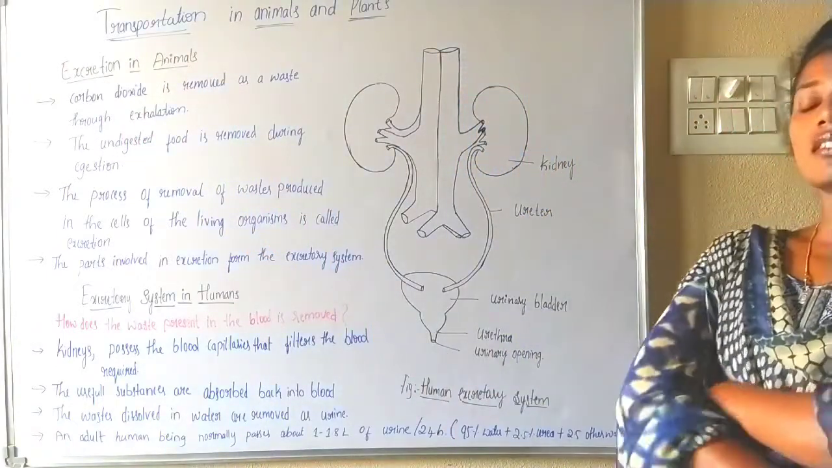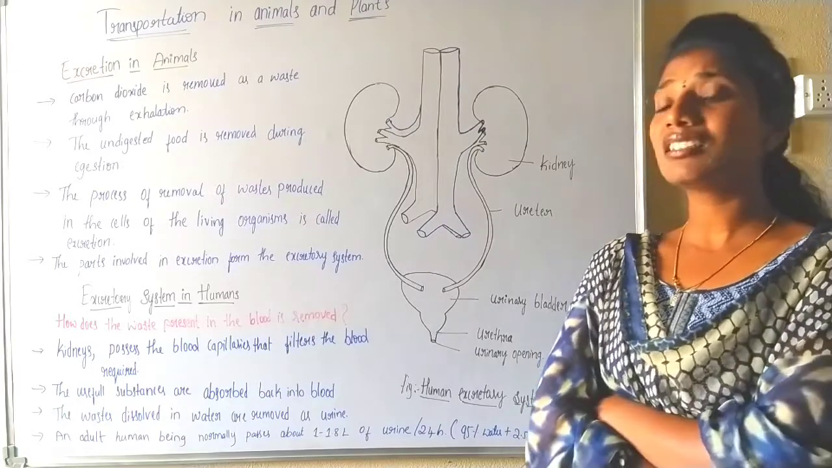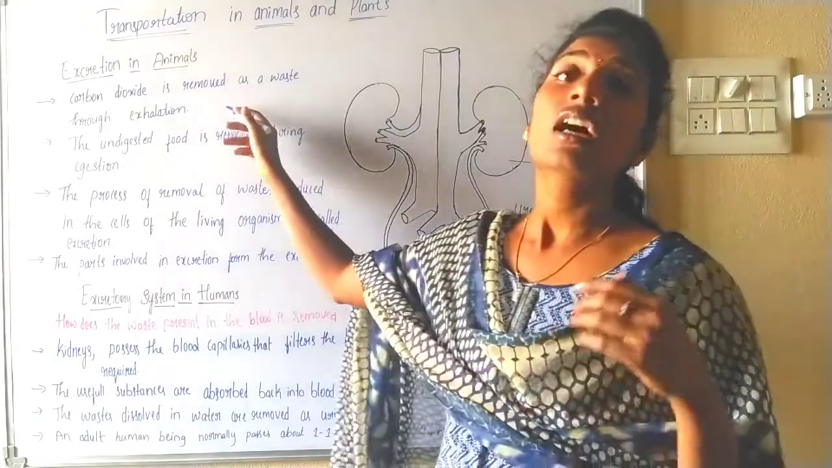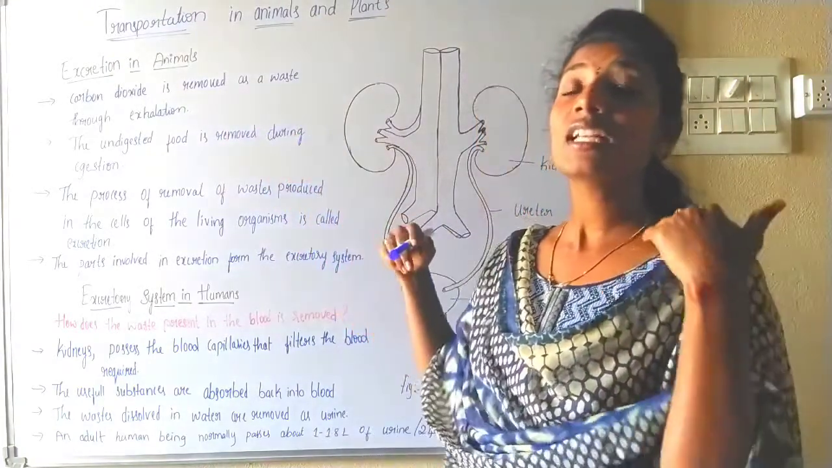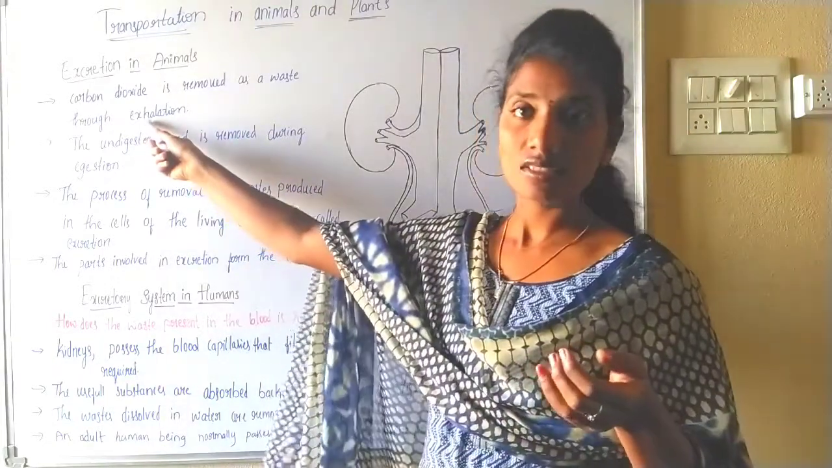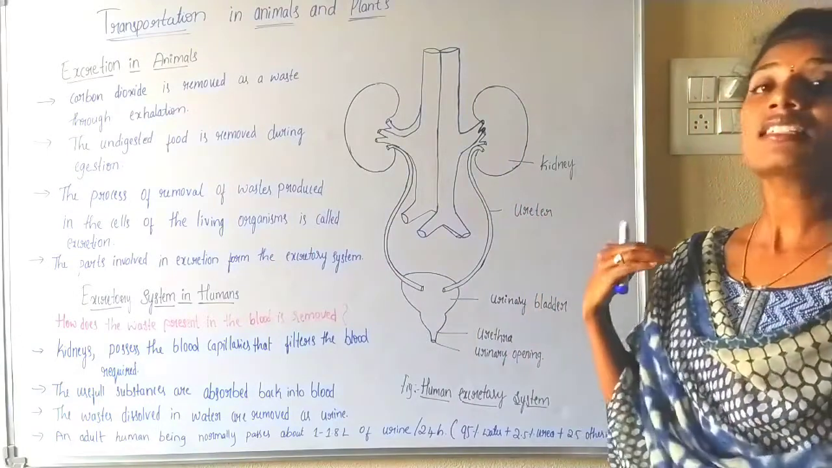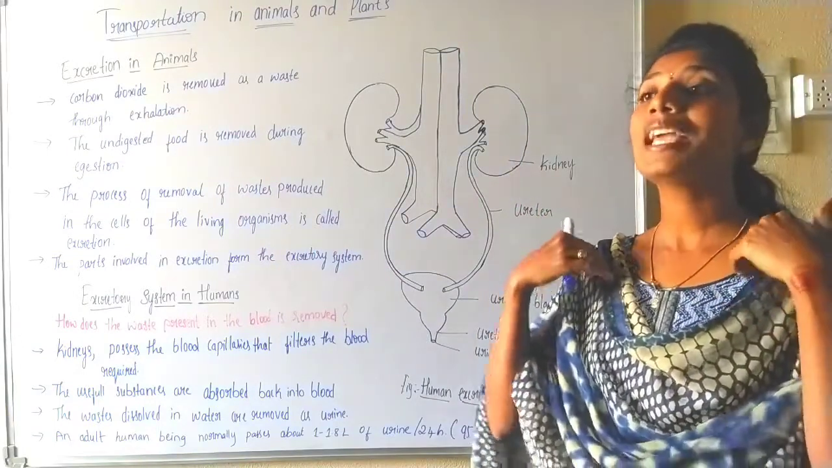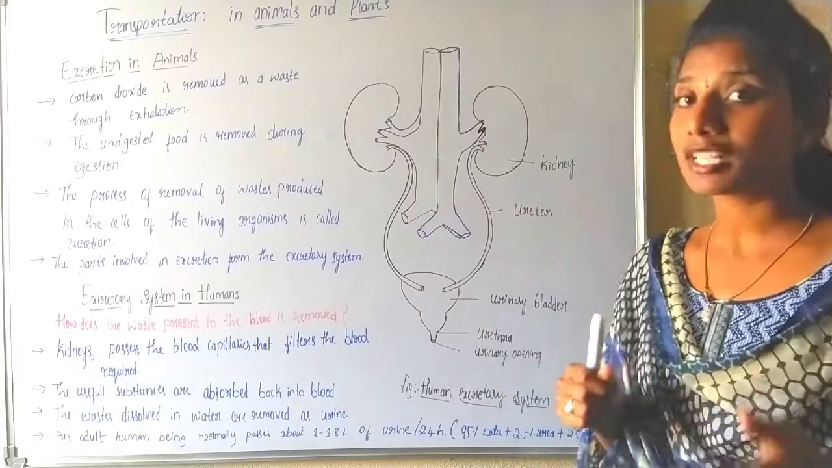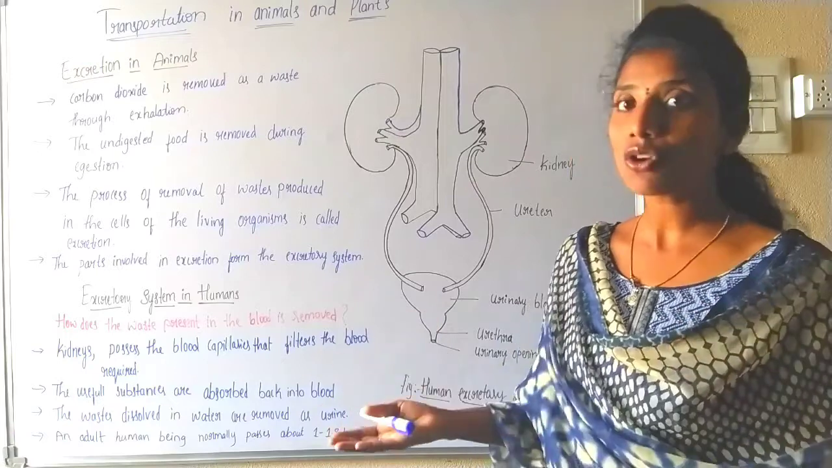So students, from previous chapters and classes, we are clear that the carbon dioxide produced by our cells is expelled from our body by the process of exhalation. With the help of our lungs, we expel the carbon dioxide produced as a result of respiration. Why do we release carbon dioxide from our body? As we know, it is toxic.